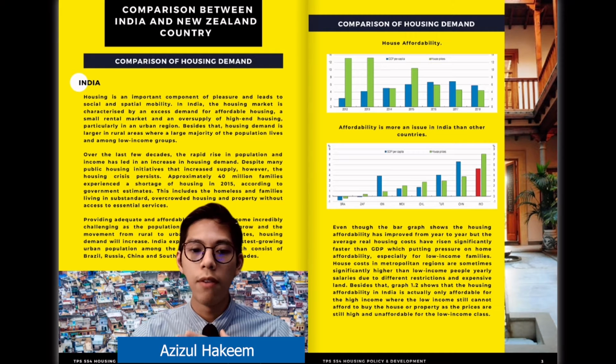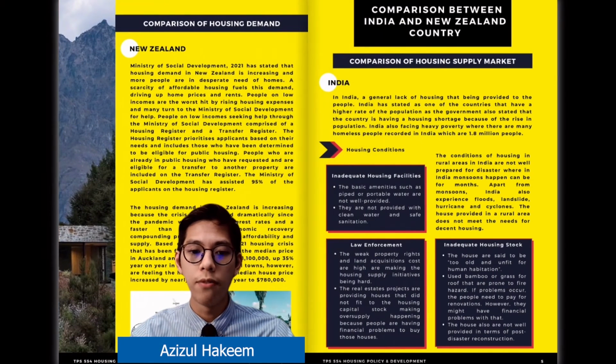Small towns, however, are feeling the heat. The national median house price increased by nearly 23% year-over-year to $780,000. This issue caused many people to turn to the Ministry of Social Development for help, as the scarcity of affordable housing fuels this demand, driving up home prices and rent in New Zealand.